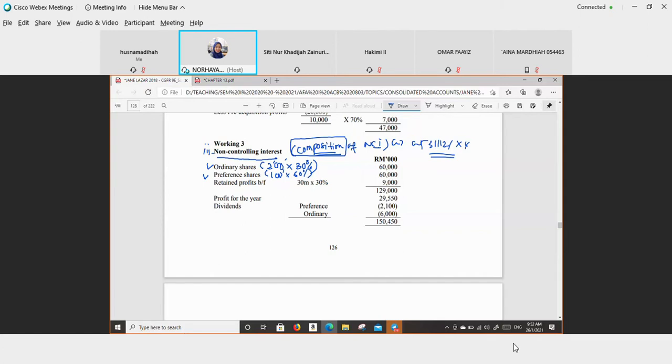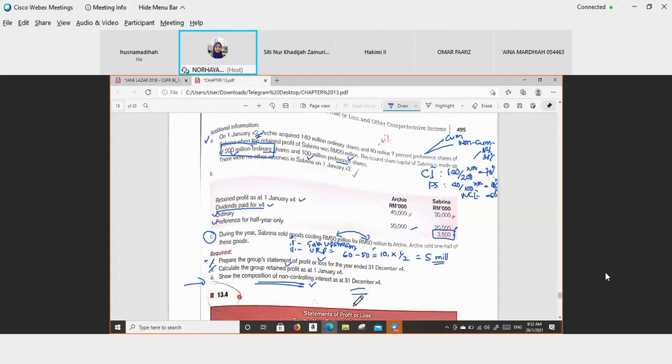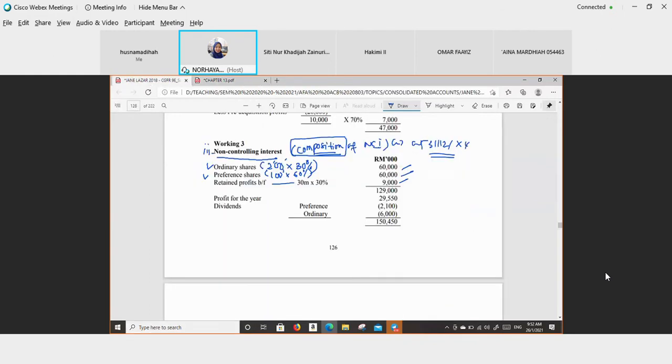Okay, so what comprise non-controlling interest are ordinary share. Okay, how to get it? From total ordinary share times 30%. And then preference share 100 million times 60%. And then return profit brought forward. Okay, return profit brought forward 9 million. You ambil je lah daripada yang ni. Dia punya opening ni. Okay, return profit opening. Okay, 30 million. Okay, 30 million, 30% belongs to non-controlling interest.